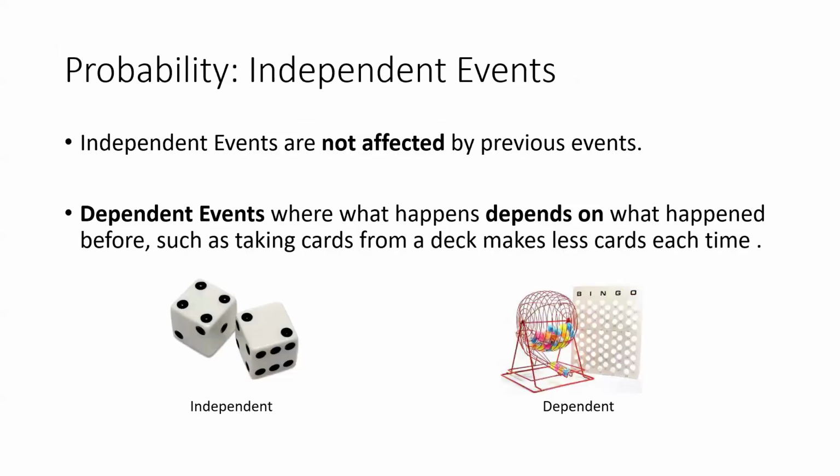So we'll begin by discussing probabilistic events. We have independent events and dependent events. Independent events are not affected by previous events, while dependent events are affected by previous events. So a good example of an independent event is throwing dice.